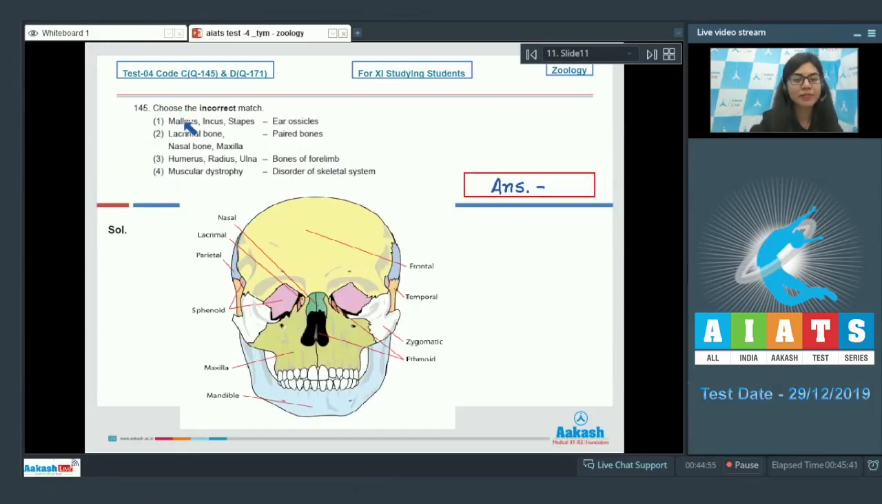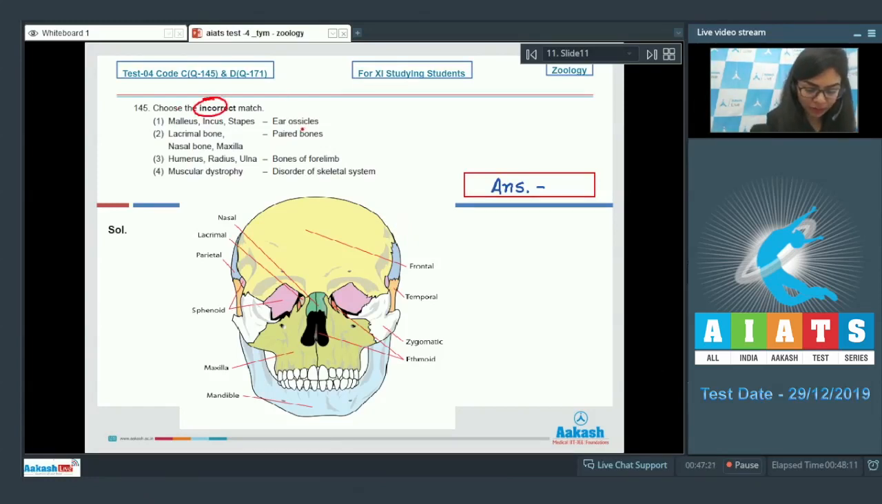Question number 145. Choose the incorrect match. Option 1, malleus, incus, stapes, ear ossicles. Option 2, lacrimal bone, nasal bone, maxilla, paired bones. Option 3, humerus, radius, ulna, bones of forelimb. Option 4, muscular dystrophy, disorder of skeletal system. We're looking for an incorrect match here.